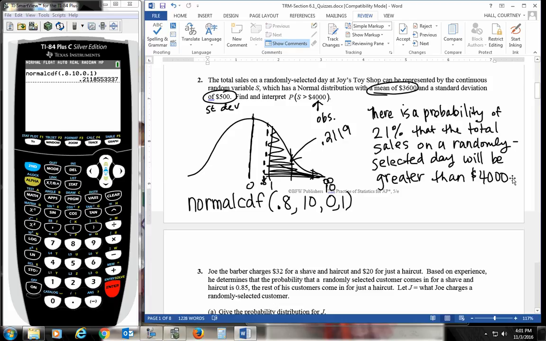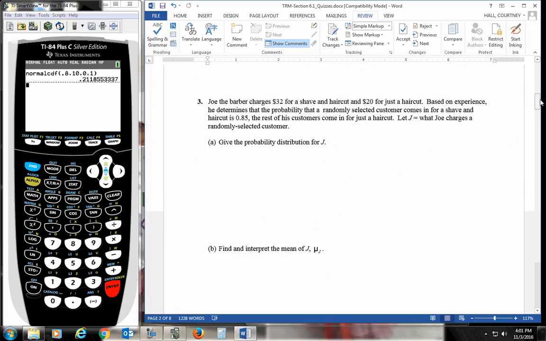Okay, on to the back. Number 3, Joe the barber charges $32 for a shave and haircut and $20 for just a haircut. So if you're going to get both, you're paying $32. If you're getting just a haircut, you're paying $20. Based on experience, he determines that the probability that a randomly selected customer comes in for a shave and haircut is 0.85. The rest of his customers come in for just a haircut. So let J equal what Joe charges a randomly selected customer. Part A, give the probability distribution for J.